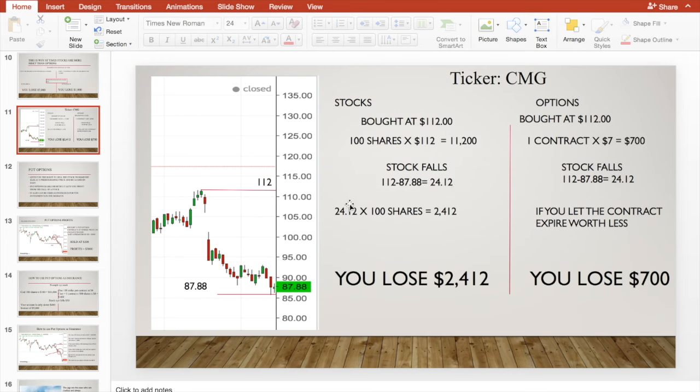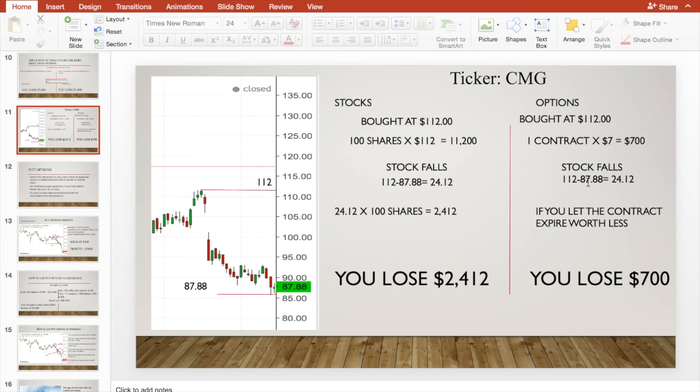And if you would have 100 shares, you would have lost $2,412 as a stock. Now, if you had options and you bought one contract, say the premium was $7, remember one contract equals 100 shares, so 100 shares times 7 equals $700. Let's say the same thing happens, the stock falls $24.12. You would have just lost $700. So this is just another example, but using a real company.